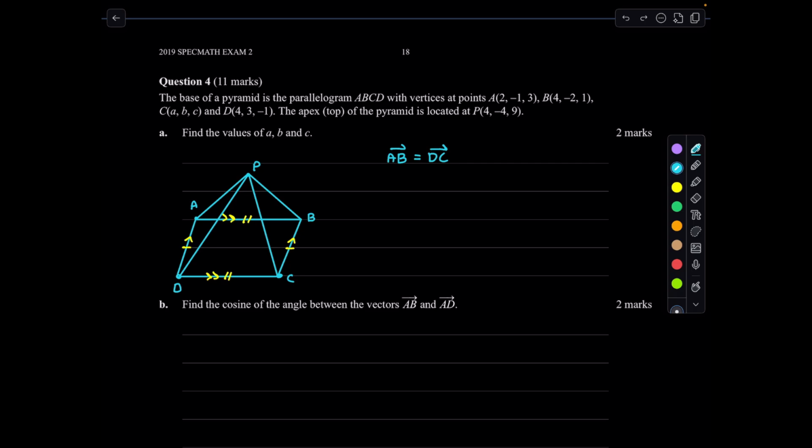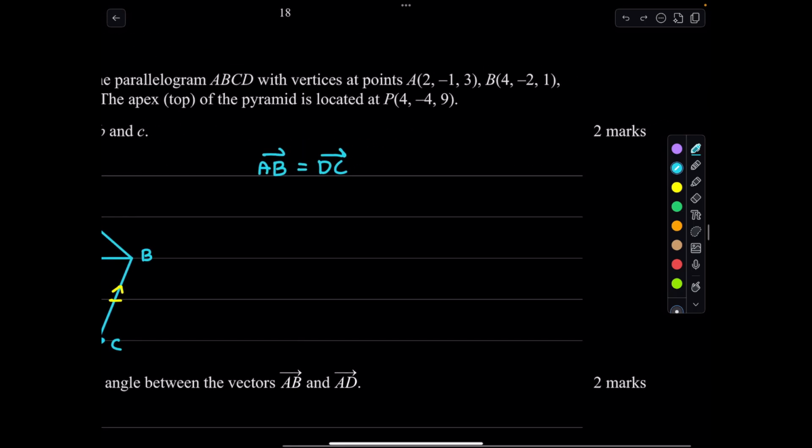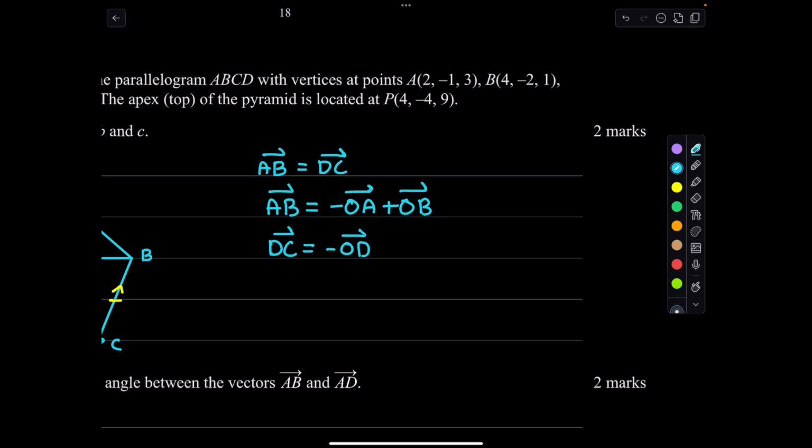To find AB, it's really easy. AB is just negative OA plus OB. How do I know that? Remember, when you're trying to find AB and you want to write it in terms of O, write the first one as negative OA, always negative, and the second one plus. So for DC, because D is in front, I'm going to write it as negative OD plus OC. That's just a quick trick. So I'm going to define all these vectors on my calculator and find AB and DC really easily.